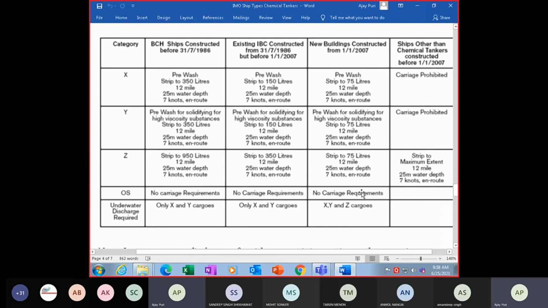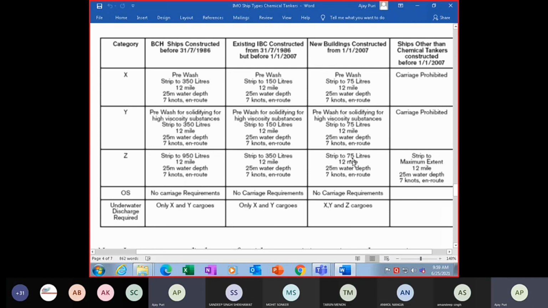इसको छोड़ देते हैं, सिर्फ यही कराते हैं. Y categories, pre-wash only for solidifying and highly viscous substances. Stripping to 75 liters per tank, including pipelines. Distance from the land should be minimum 12 nautical miles, depth 25 meters, 7 knot speed, minimum doing tank cleaning, and en route when being towed 4 knots.